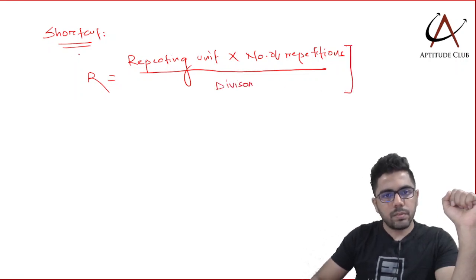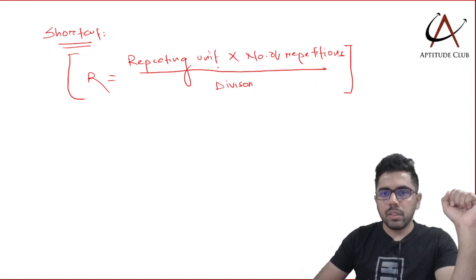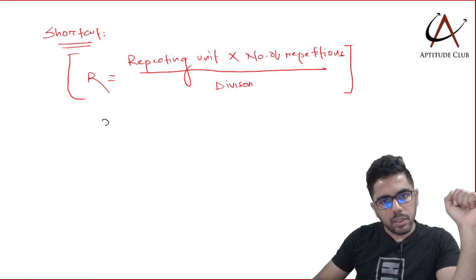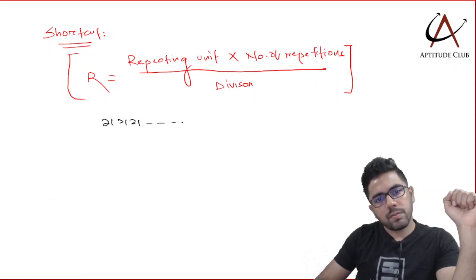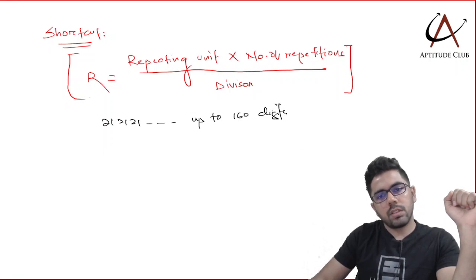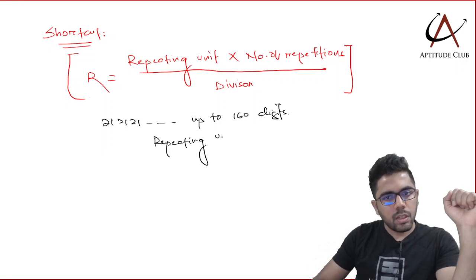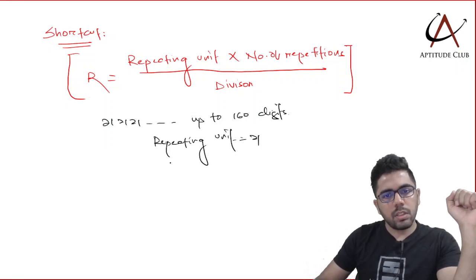Simple, इतना ही करना है. Repeating unit into the number of repetitions divided by the divisor. So for an example here, if I take 2 1 2 1 2 1 up to 160 digits, what is my repeating unit? Repeating unit is like 21.